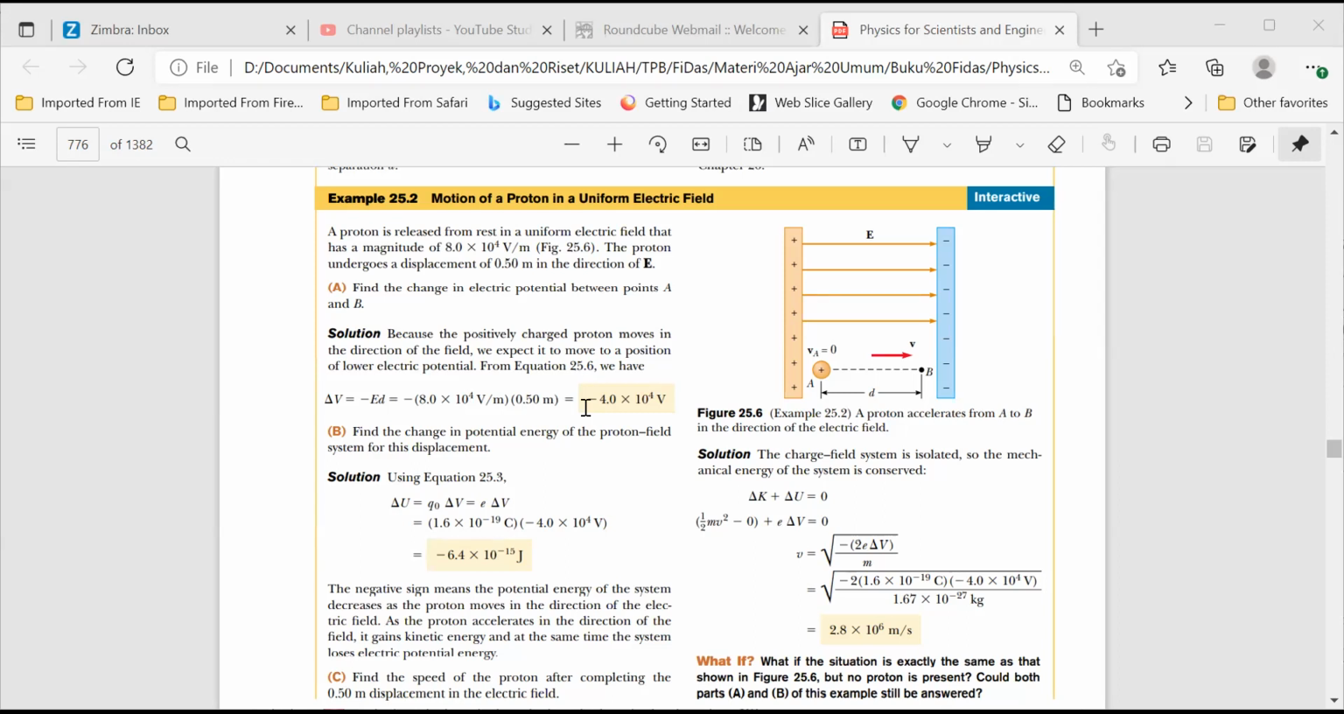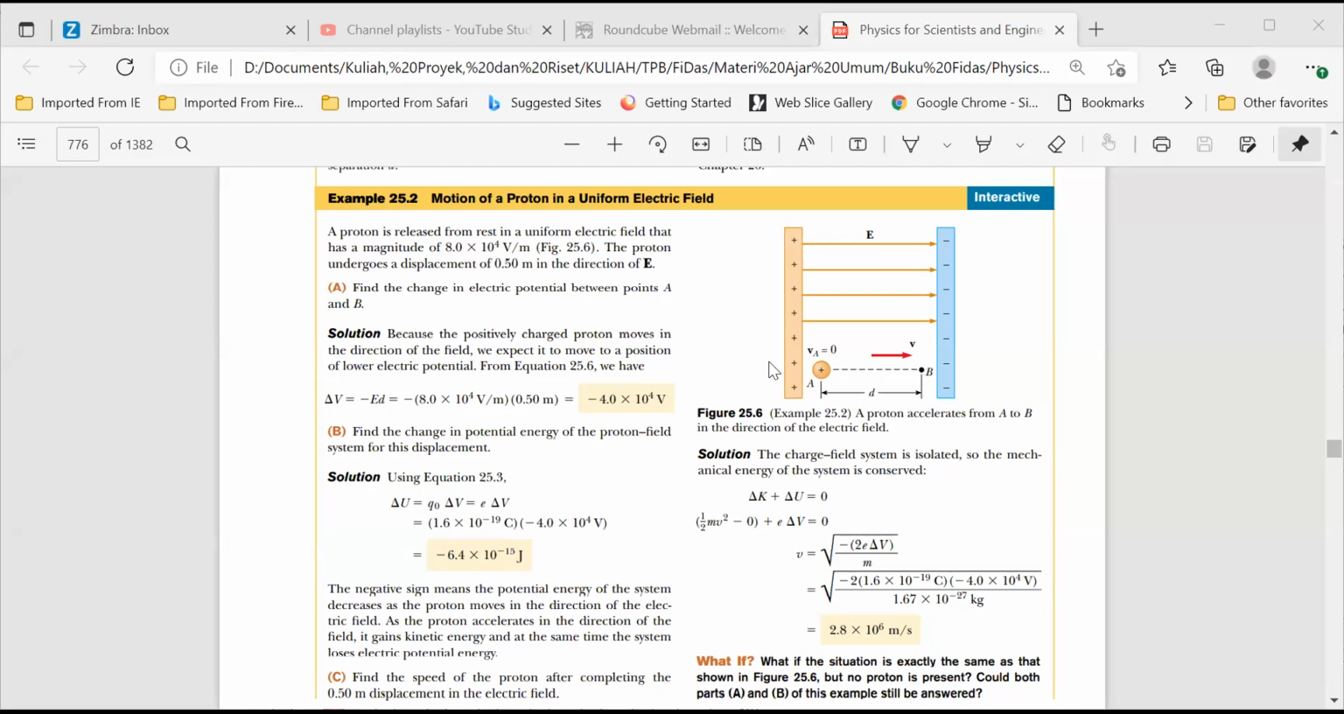Probably the direction of the path it's moving. I think it's the direction of the charged particle moving. The direction the proton moves. Yes, it's going to the negative. So that's why the sign is also negative.